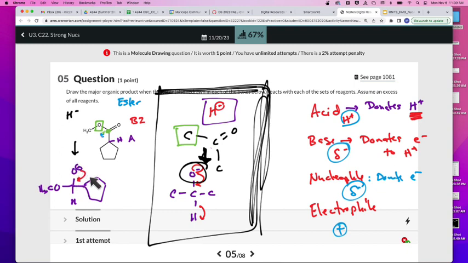What happens when I bring that O minus down? Is H minus a good idea? No. How about C minus? No. How about O minus? Yes. Why not? O minus versus O minus, that's about the same stability. Why not? Poof. So it happens.